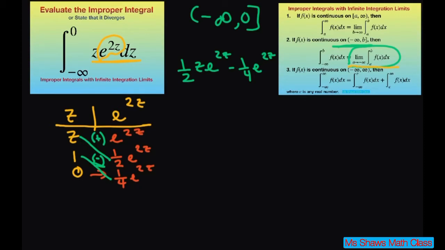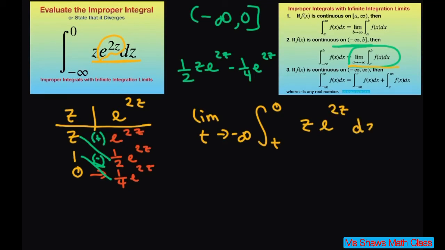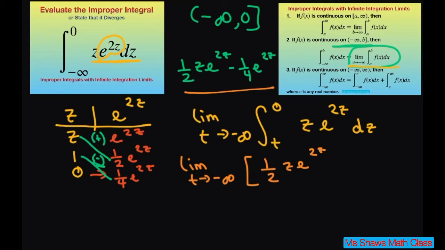We're going to rewrite this as the limit. And as they have a here, I'll just use t, as t approaches negative infinity, and substitute my negative infinity for t to 0. And our function is going to be z times e to the power of 2z dz. All right. So again, we already integrated this. So now we're going to write this as the limit as t approaches negative infinity. And we already did that. So let's write that in. 1/2 z e to the 2z power minus 1/4 e to the power of 2z. And we're evaluating it from 0 to t.